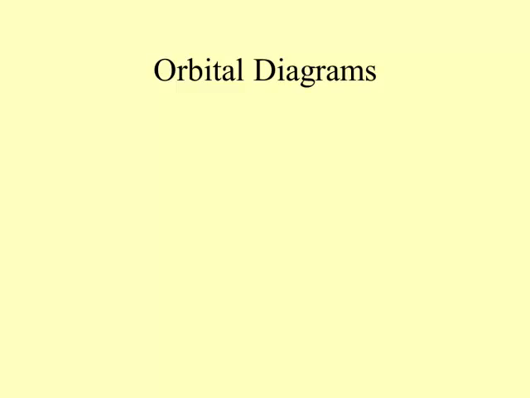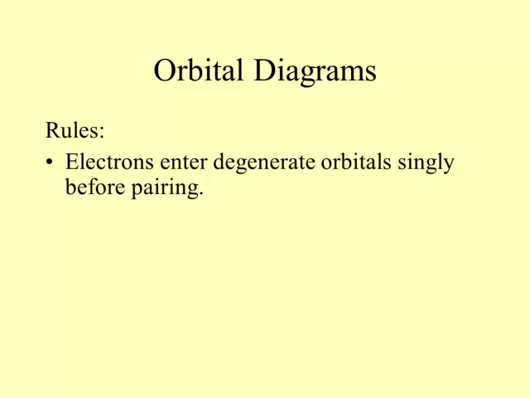We talked about a few rules for writing electron configurations. Here we need a few more rules that apply to orbital diagrams. First, electrons enter degenerate orbitals singly before pairing. The word degenerate here means of equal energy. All the p orbitals in the 2p sublevel are degenerate, for example. They are equal energetically. The only difference between them is their orientation in 3D space.